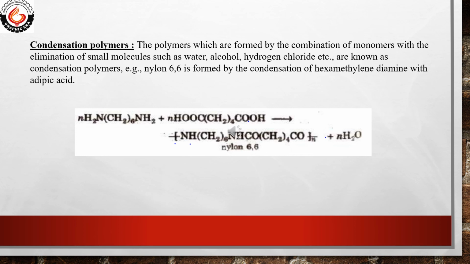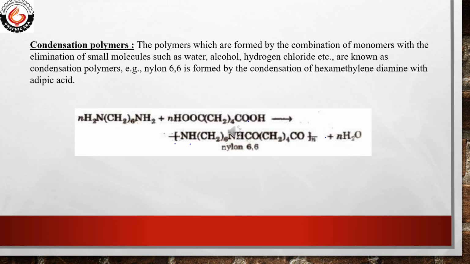Nylon 66 is formed by condensation of hexamethylene diamine with adipic acid. Here the first is hexamethylene diamine and the second one is adipic acid. These two molecules attach together, or you can say condense together, to form a nylon 66 chain with the removal of water. If n number of adipic acid attached with n number of hexamethylene diamine, it will give a long chain of nylon 66 with the removal of n number of water molecules.